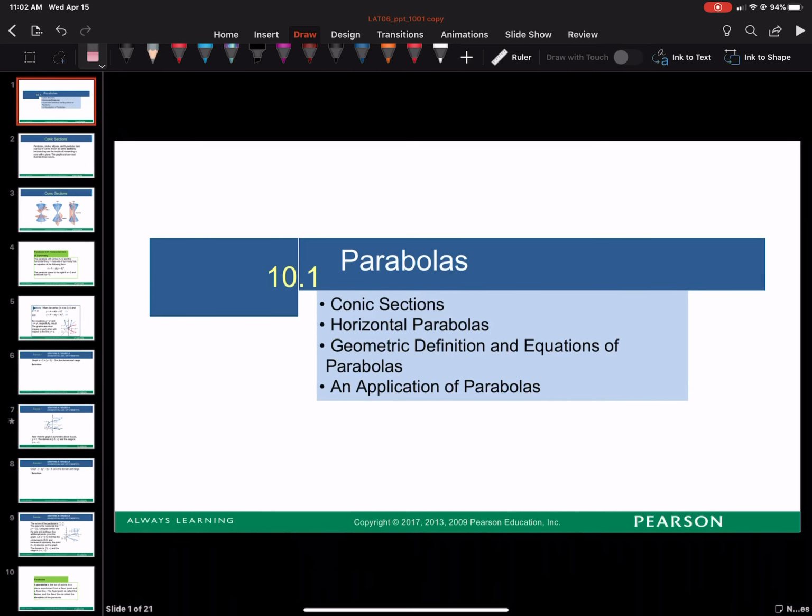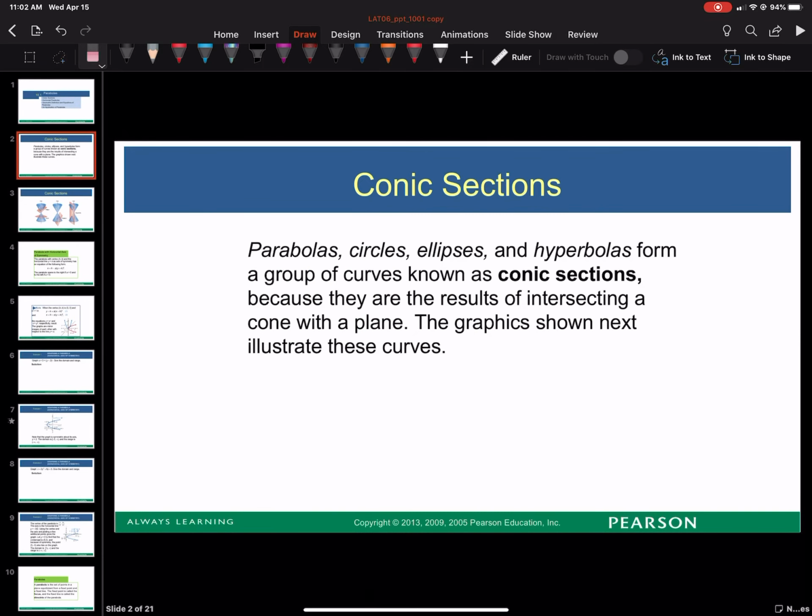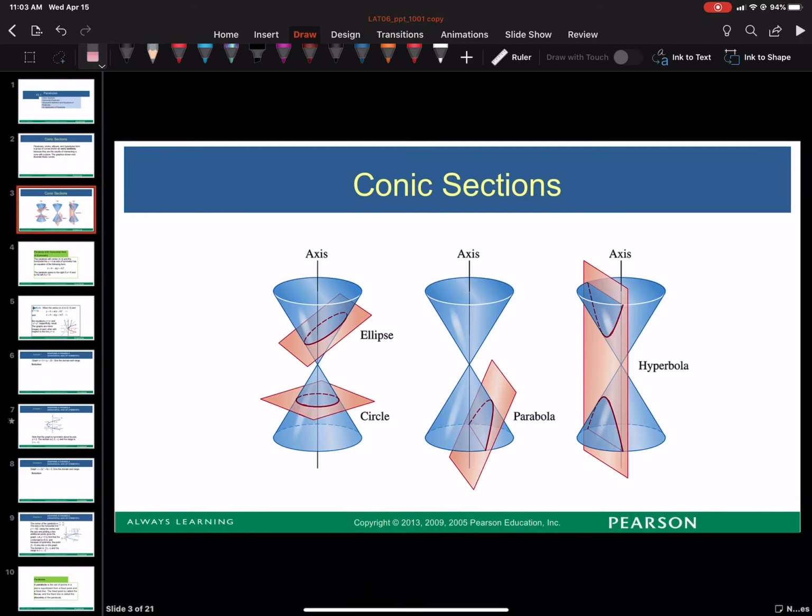So, first thing we look at is the conic section. Parabolas, circles, ellipses, and hyperbolas form a group of curves known as conic sections. It says they are called that because they are the results of the intersection of a cone with a plane. The graph is shown next. So let's look at how they make their different shapes in a cone.